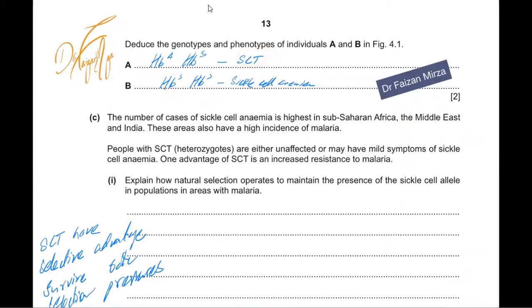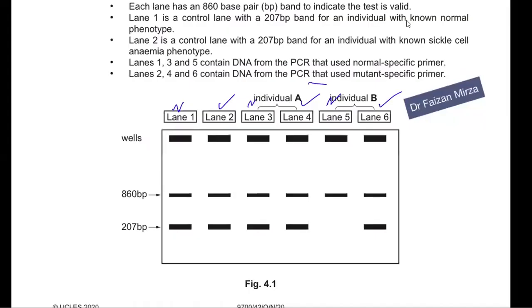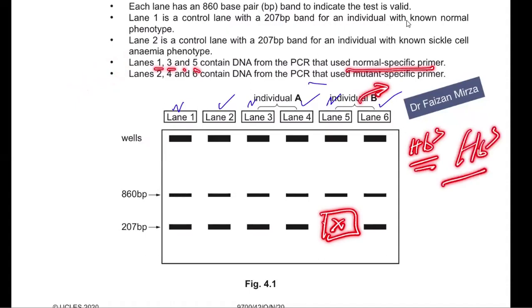Now, what working have we done for this? For that, we go back to the last two bullets, where we are told that lanes 1, 3, and 5 contain normal specific primers. If we see bands there, that means the normal codon is present. Lane 5 is not showing the codon here. It means the normal codon is absent. So if the normal codon is absent, the person lacks the normal allele, and the person must have both abnormal HbS codons.